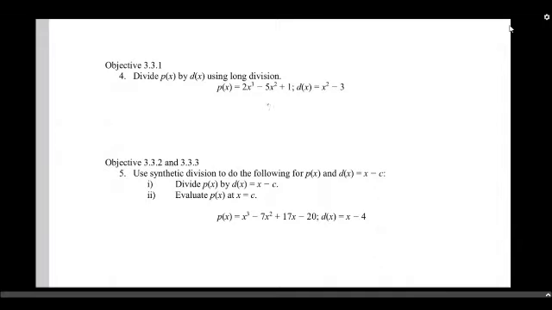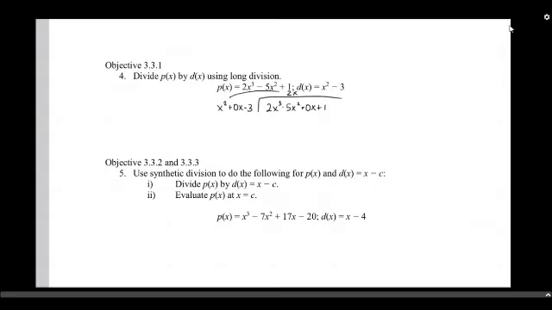So I'm going to say 2x cubed minus 5x squared plus 0x plus 1 is going to be divided by x squared plus 0x minus 3. So we've got to think, how many times does x squared go into 2x cubed? And the answer is 2x times. Because when you multiply 2x by x squared, you get 2x cubed exactly, and that's what you want. You want those terms to match.